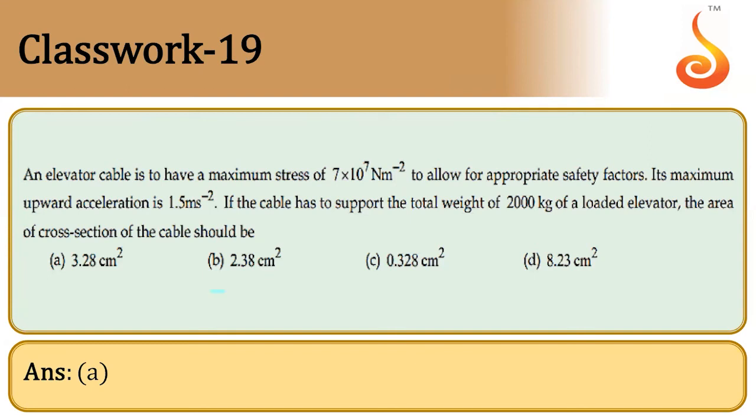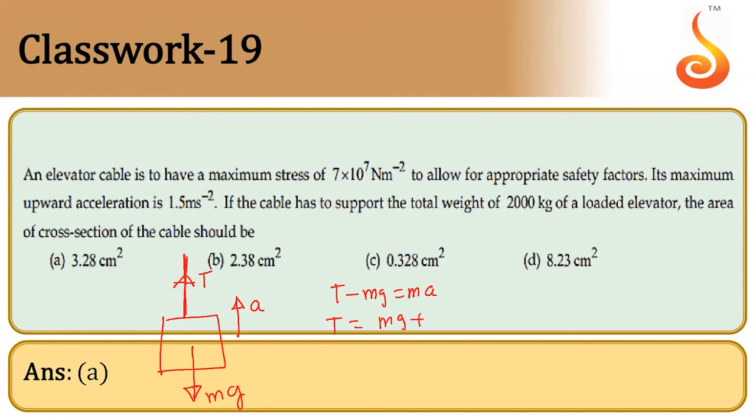this is the elevator, and for the elevator we have a cable. There will be some tension in the cable, and here we have the load. The load is mg. It is accelerating upward with an acceleration. Now if you apply Newton's second law, tension T minus mg will be equal to ma. Sigma F equal to ma. Tension T is equal to mg plus ma.